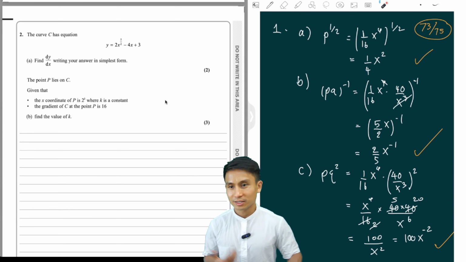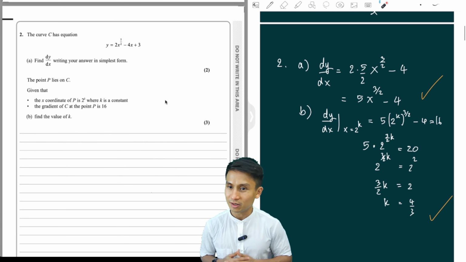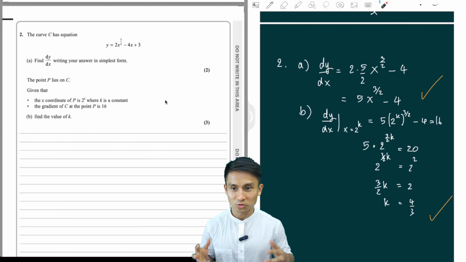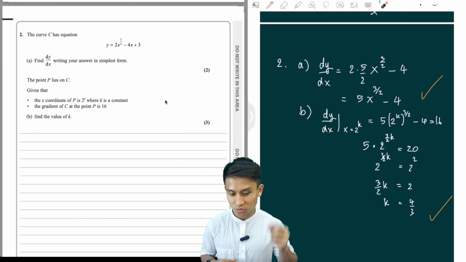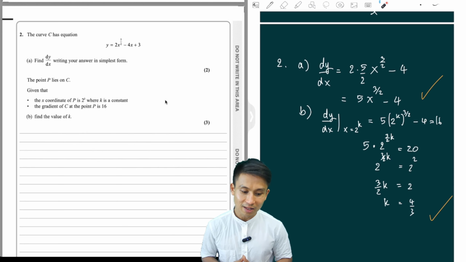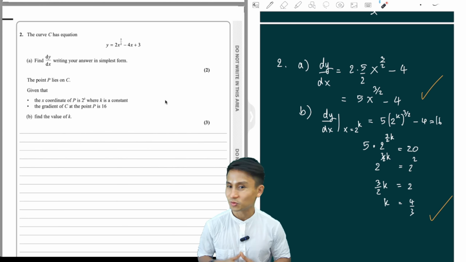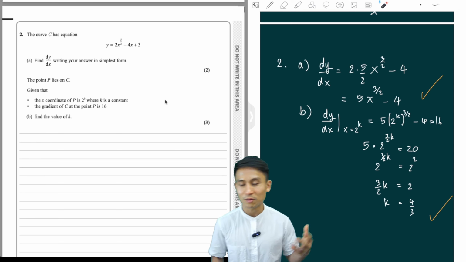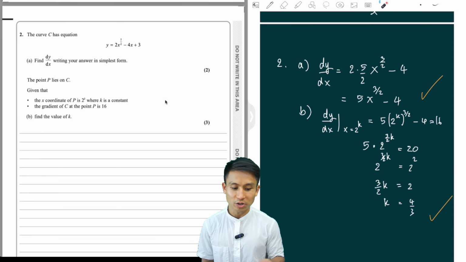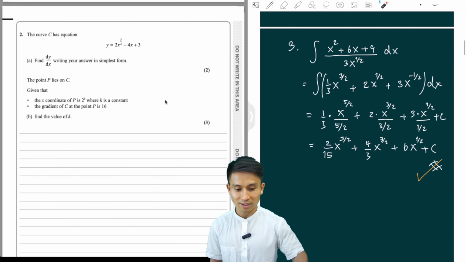This one, yeah, just differentiate the function and then use it to do part B, right? So in part B, you have to use the derivative to find the gradient and then equate that to the one at point P, right? So this is okay. You just have to solve the exponential equation at the end, right? So that's fine, I think.